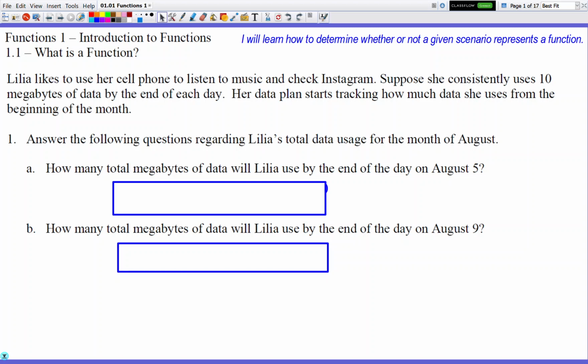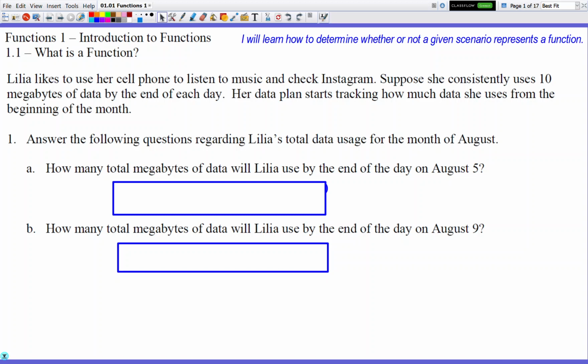Our first problem is based on the story about Lilia, and she likes to use her cell phone like any kid these days, right? She listens to music and checks Instagram. Suppose she consistently uses 10 megabytes of data by the end of each day. Her data plan starts tracking how much data she uses from the beginning of the month. The first question asks: how many total megabytes of data will Lilia use by the end of the day on August 5?